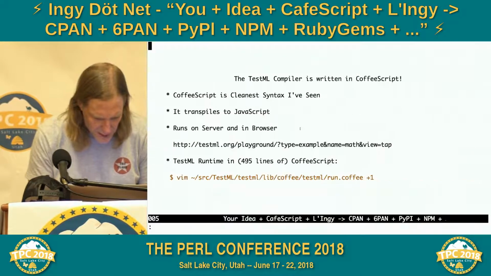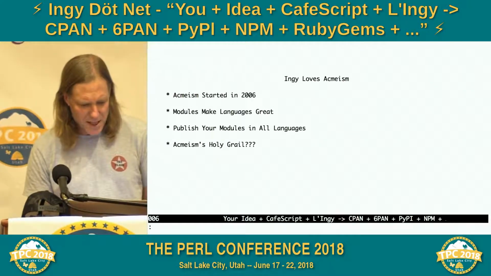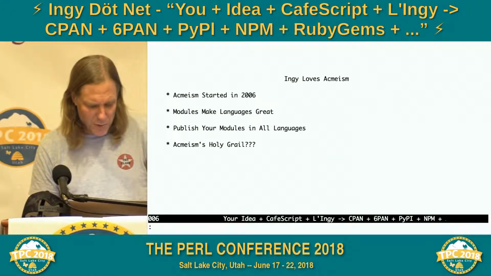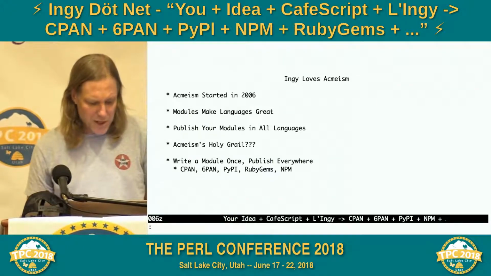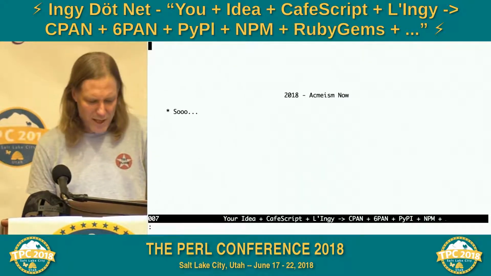Okay, enough about that. So I love Acmeism. I started it in 2006. Modules are the thing that make languages great. Publish all of your ideas, your modules, in all languages. But what's Acmeism's holy grail? To write a module once and publish it everywhere. So in 2018, we can get Acmeism.